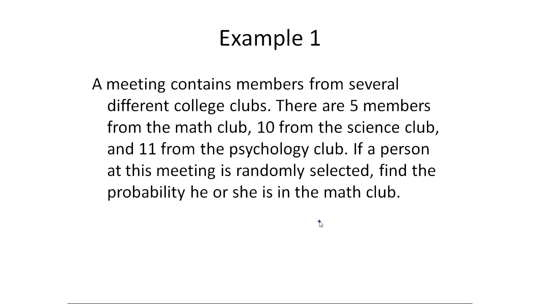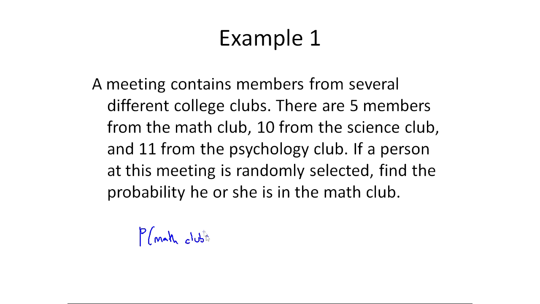So what we'll do is go through 3 examples where the counting may or may not be done for us, or we may have to dig a little bit to figure out what the counting should be. Taking a look at this first example, we're told that a meeting has members from several different college clubs: 5 members from the math club, 10 from the science club, and 11 from the psychology club. We're going to randomly select a person at this meeting, and we want the probability that he or she is in the math club. So one way we could write this down is by writing probability math club like this.